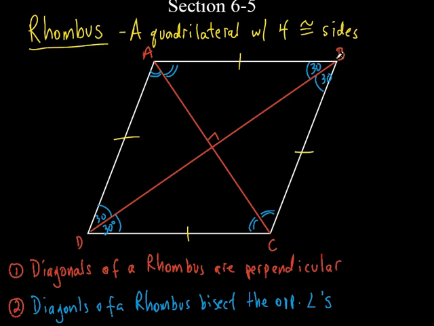Do you see this right triangle right here? You know that's a right triangle because you know the diagonals are perpendicular. So you know that's a right angle. That's 30. What does this have to be? It's got to be 60, right? You see that? That has to be 60 degrees.